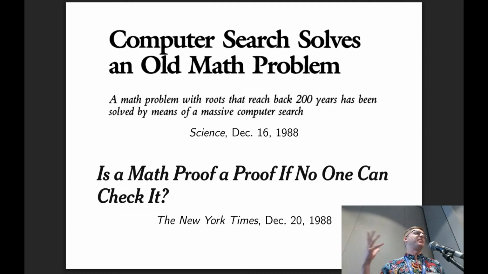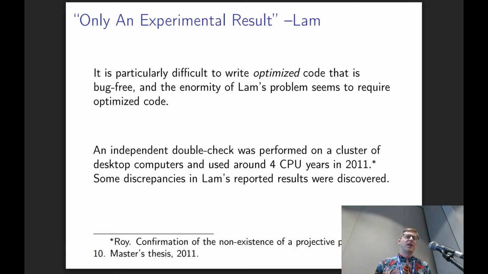At least if you trust what the computer told you, which now brings a kind of philosophical point, right? This was one of the first big computer assisted results, like the four-color theorem, which was in the 70s. Now in the 80s, we had the non-existence of the projective plane of order 10. And so Lam did not consider it a mathematical proof. He said this is an experimental result because you have to trust the computer ran properly.